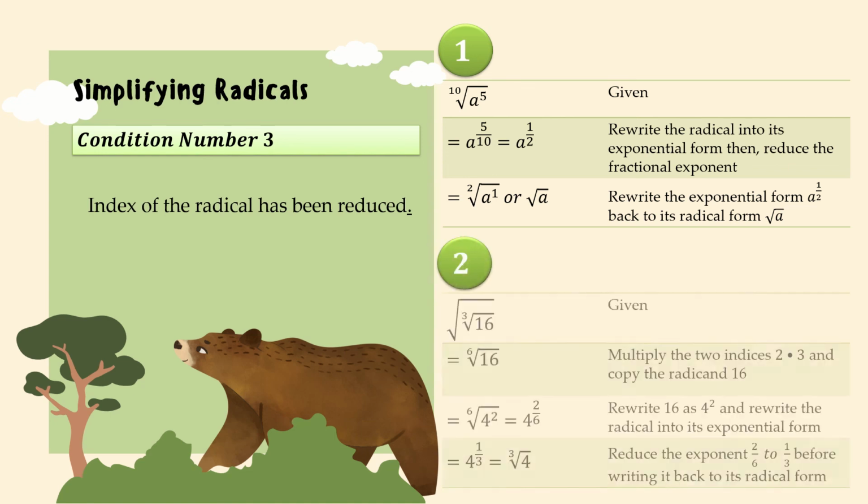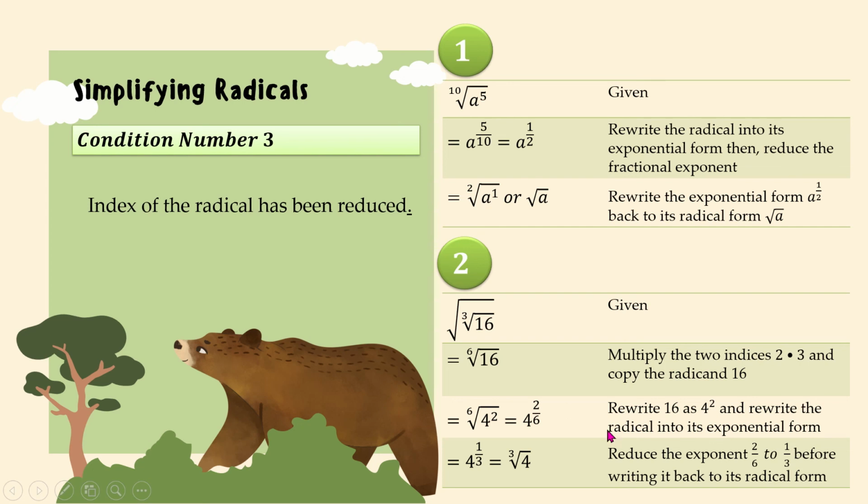Sample number 2. This one has an imaginary index 2 on the outside. So that should be read as the square root of the cube root of 16. Applying the fifth law of radicals, if there are two indices, multiply the two indices, 2 and 3. Index 2 times index 3, and copy the radical 16. So the 6th root of 16, since 2 times 3 is 6.